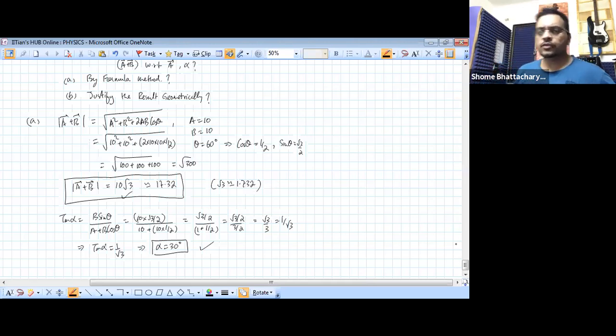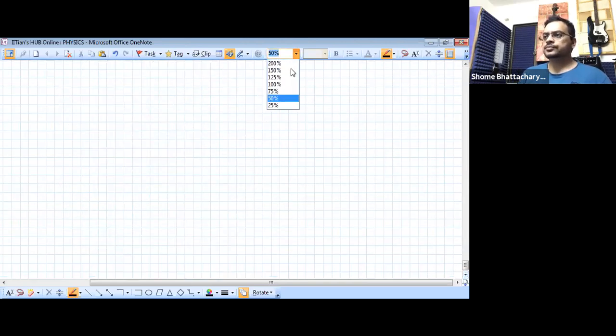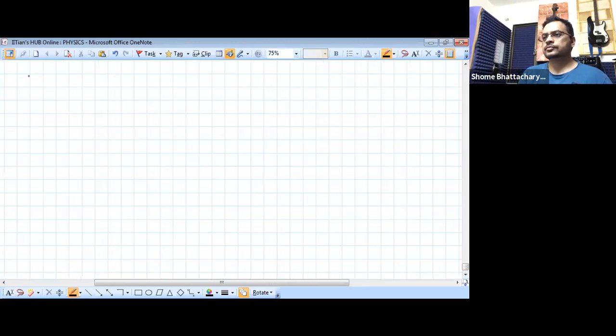Yeah, this is only the formula. This is the only formula we have for adding two vectors when the angle between them is known. Okay. So now let's also understand this geometrically. So geometrically, we want to try and understand how this is happening.